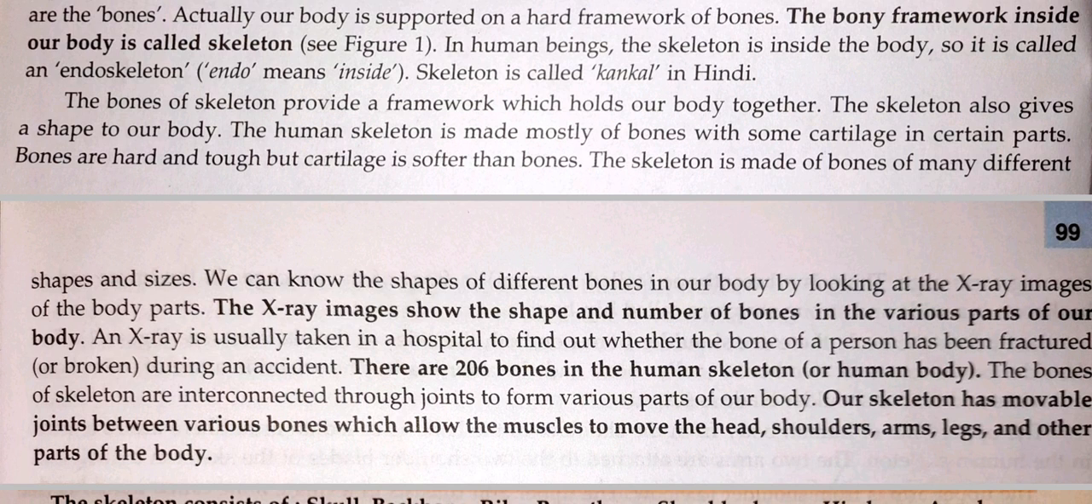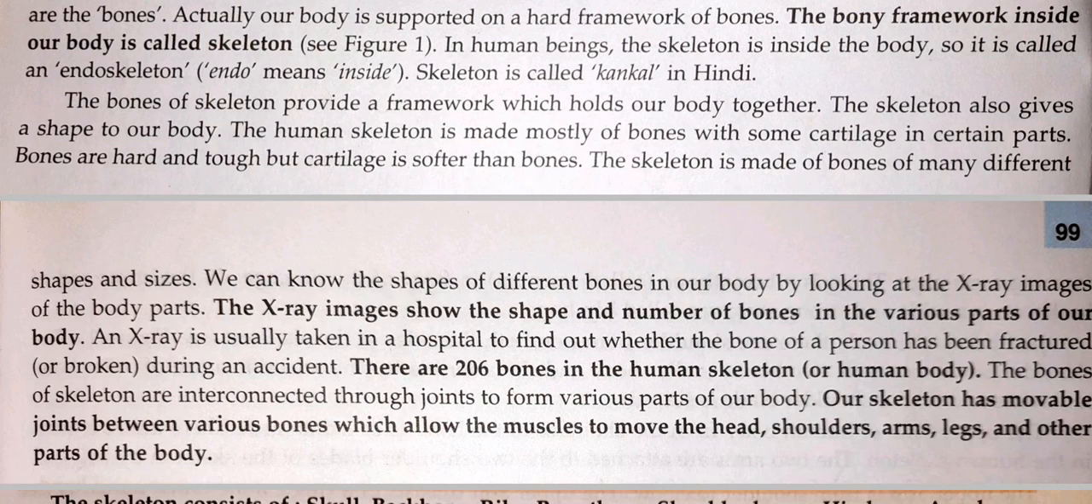Bones of the skeleton provide a framework which holds our body together. The skeleton also gives shape to our body. Our human skeleton is mostly made up of bones and some cartilages. Bones are hard and tough, but cartilages are softer than bones.